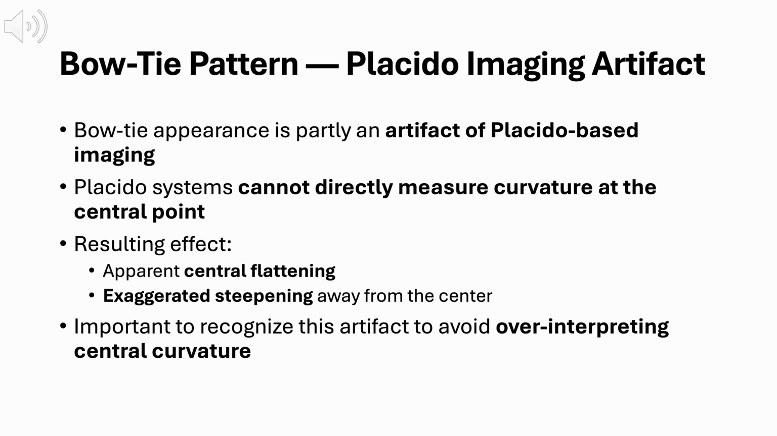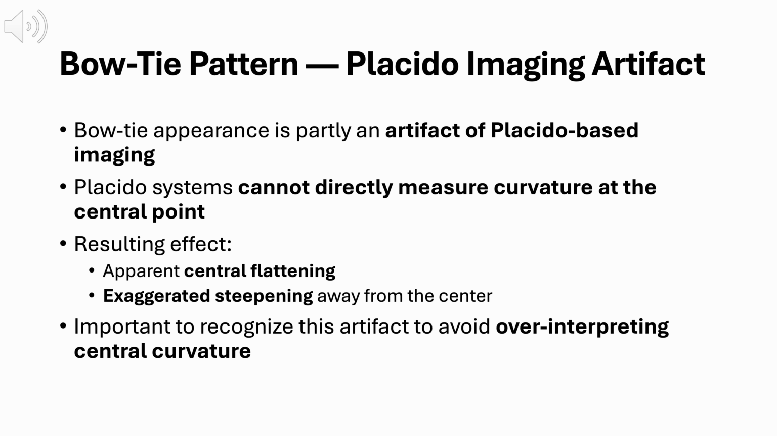This slide is pointing out an important pitfall when interpreting corneal topography, especially bow tie patterns. The bow tie appearance you see on placido-based topography is not purely a reflection of true corneal shape. Part of that pattern is an artifact created by the way placido imaging works. Placido systems rely on reflected rings and cannot directly measure curvature at the very central point of the cornea.